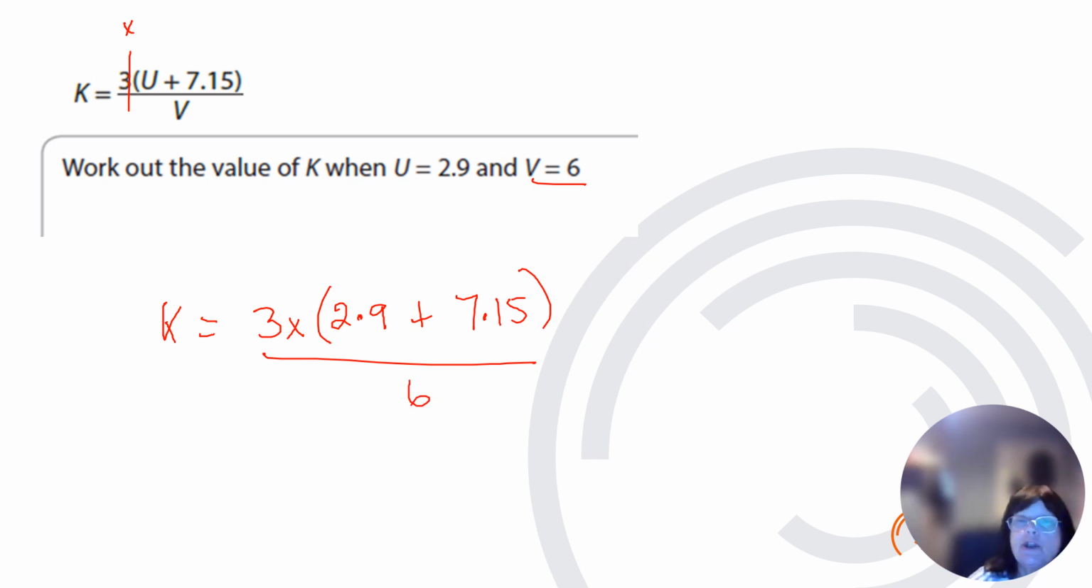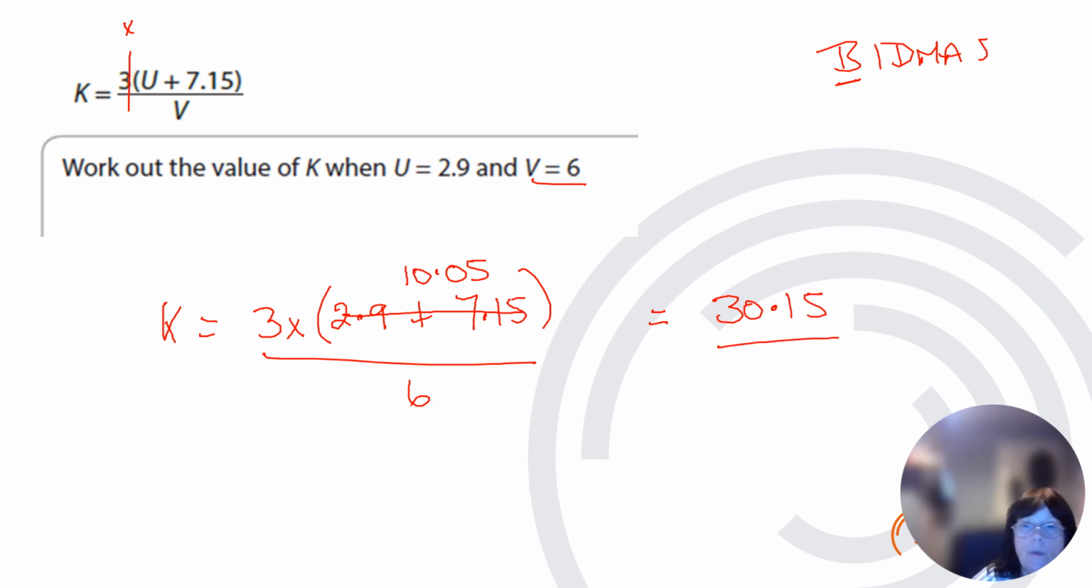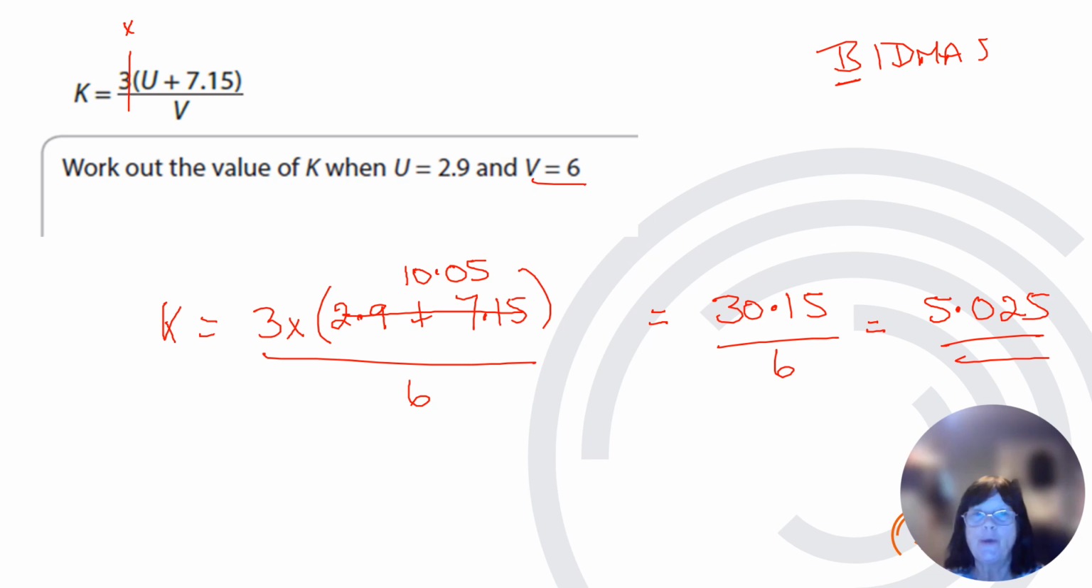So we need to look at the rules of BIDMAS, which says do the brackets first. So we are going to solve the brackets. So 2.9 plus 7.15 gives me 10.05. Then we do the multiplication. So 3 times 10.05 gives me 30.15. And finally, we divide by 6, which gives me 5.025. And that is my answer. How did you get on with that one?